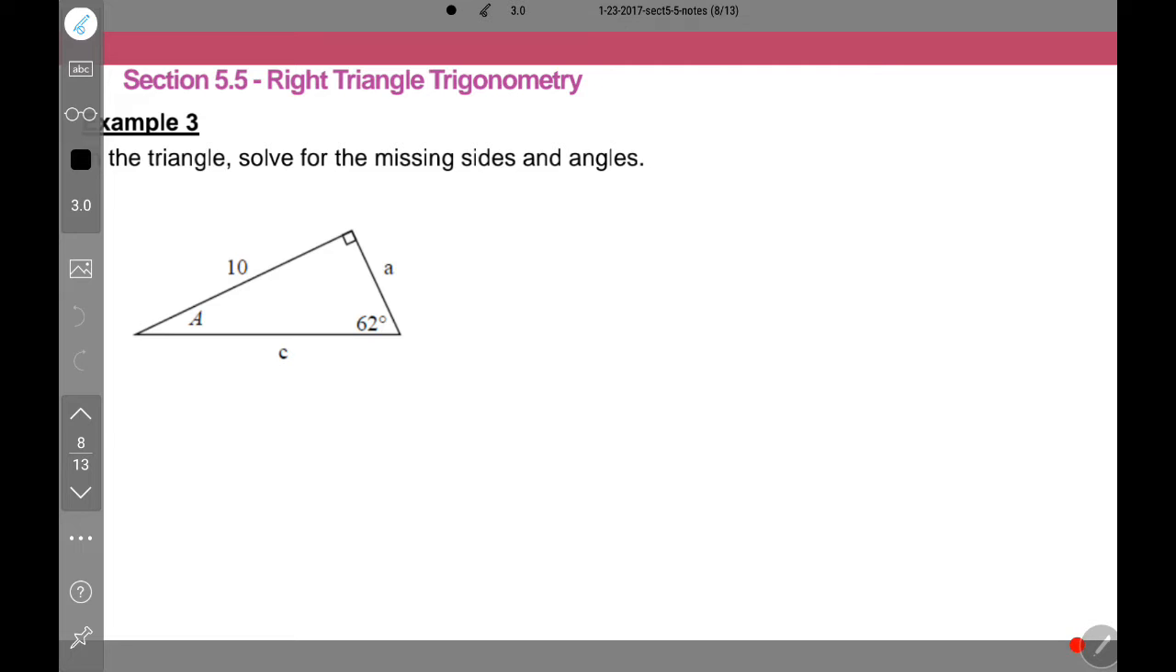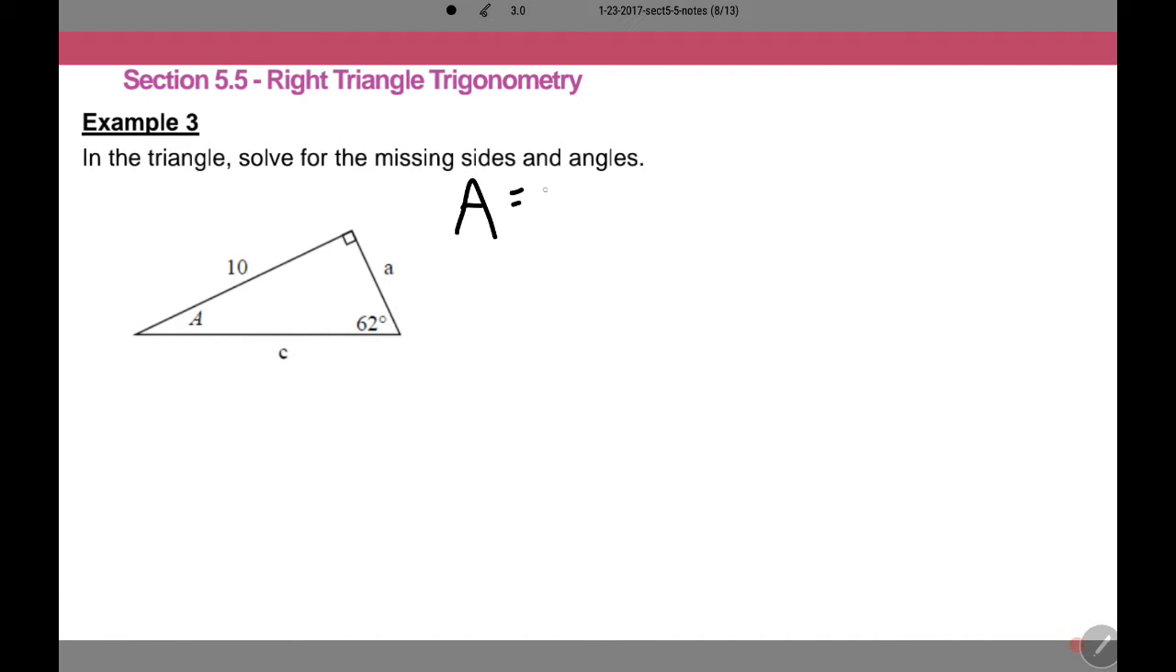Just another one to run you through. Similar kind of idea. You've got to find A, so we're going to do 90 minus 62, which gives us 28 degrees for angle A.